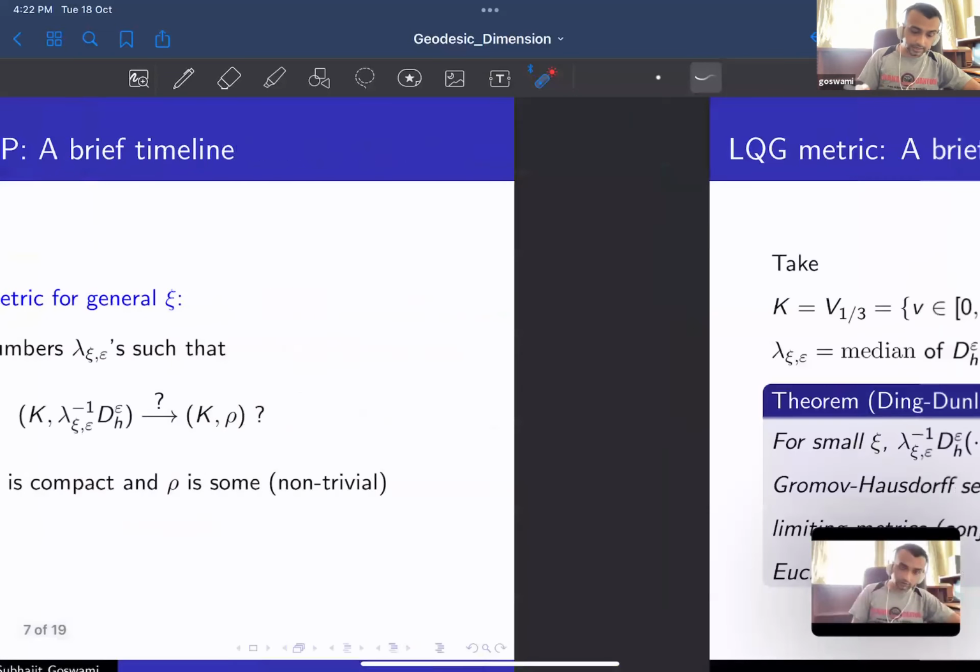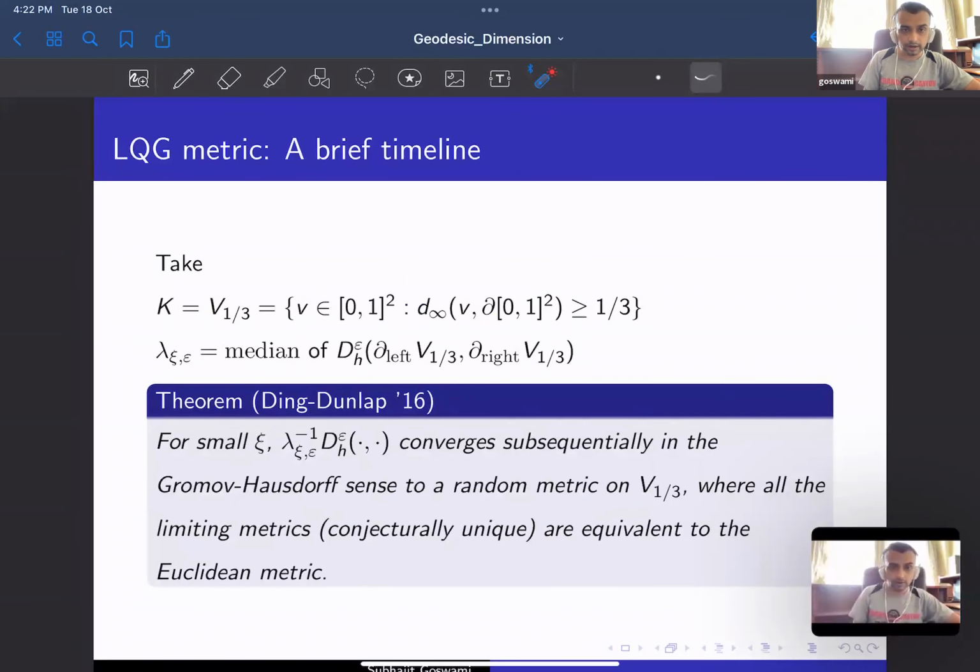The first result in this regard was by Jian Ding and Alexander Dunlop back in 2016. I'm stating this for this version, but it was done for what's called a discrete Gaussian field, and everything can be subsequently generalized. The definition of the underlying models doesn't really matter here. What really matters is the strength of the result.